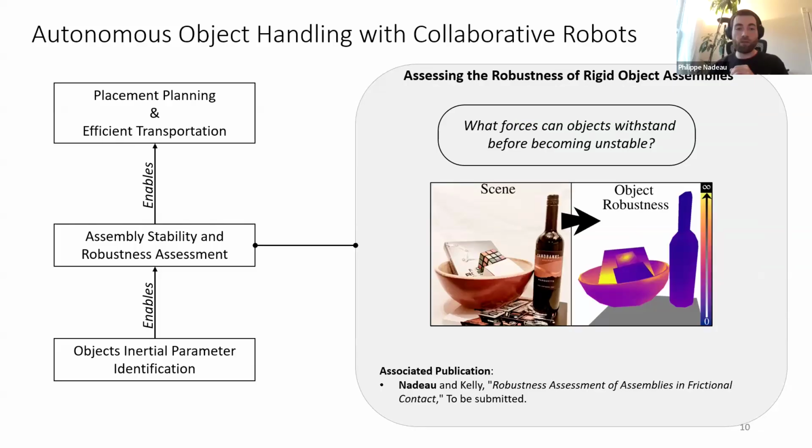The first two methods that I will present enable a robot to define models for the objects it interacts with. But the other methods that I will present consider what can be done once these models have been determined. So first, we will explore how the knowledge of these object models can be used to assess the robustness of rigid object assemblies to external forces. In other words, answering the question, what forces can objects withstand before becoming unstable?